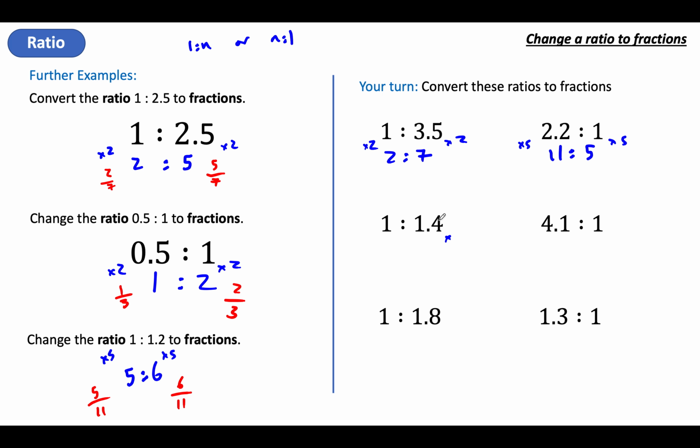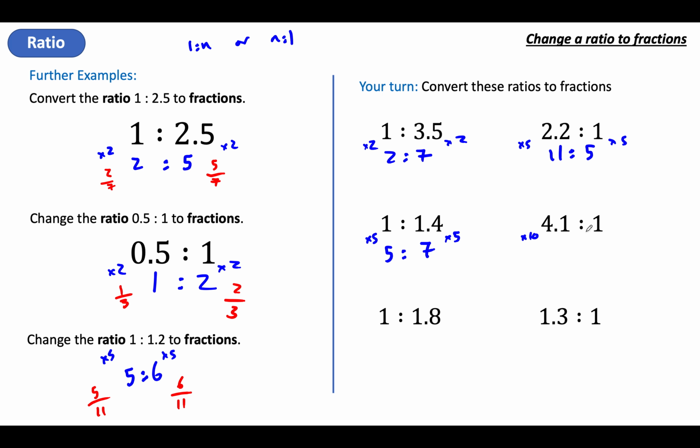I can't times this by 2. What I'm going to times this by is 5. I think we're going to have to do that with this one because that will turn it into a whole number. So 1.4 times by 5 is 7. And 1 times by 5 is 5. 5 to 7. Again, I'll come back and do the fractions in a minute.